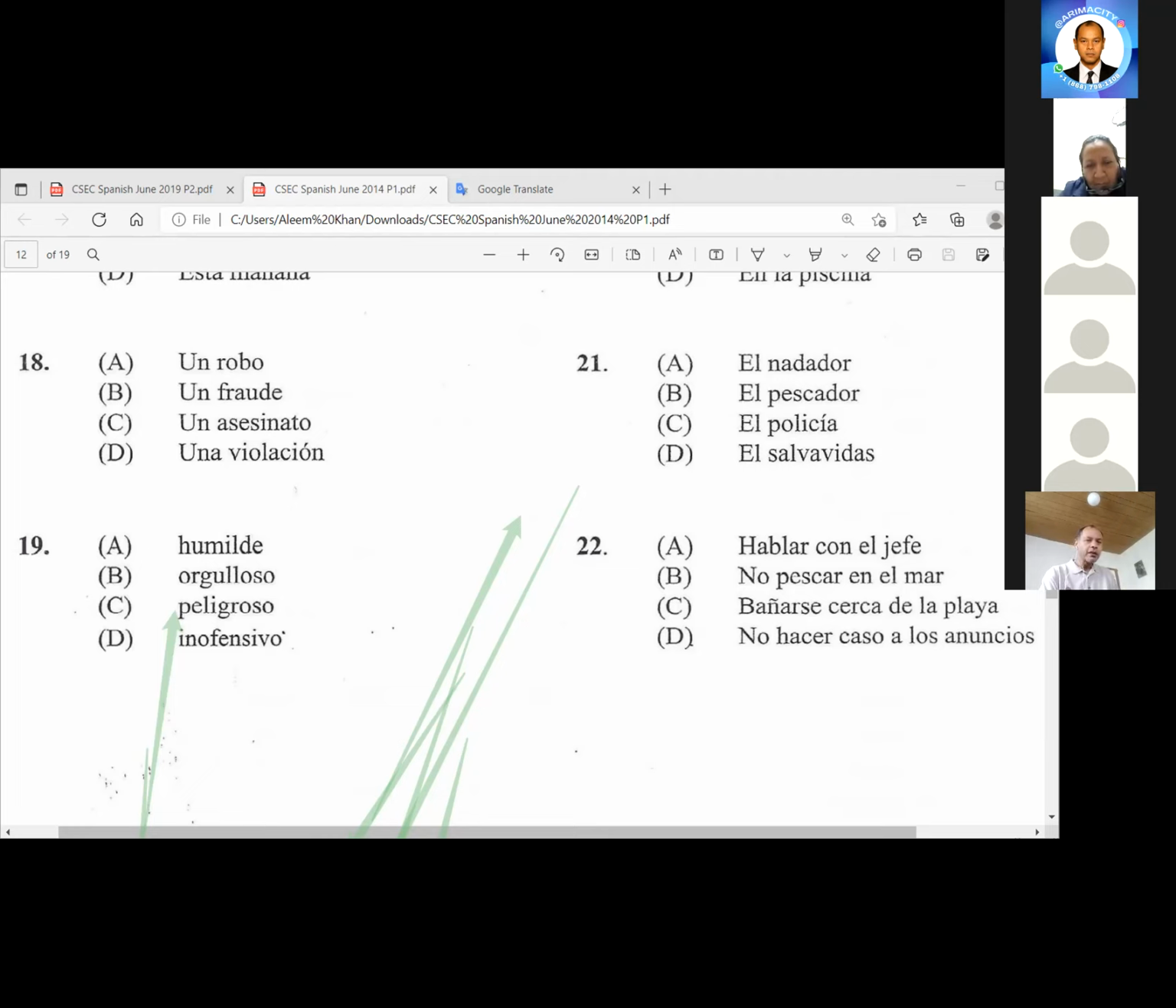Okay, so someone told the girl not to swim. Alguien le dijo a la chica. Someone told the girl que no nade en las honduras. I keep putting Honduras with a capital H, but in this context, it would actually be honduras. Okay, someone told the girl don't swim in the deep of the sea, right?